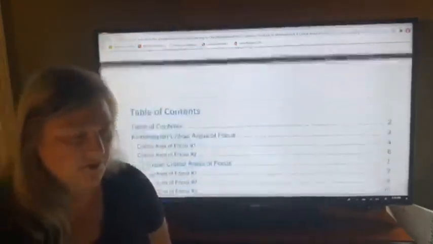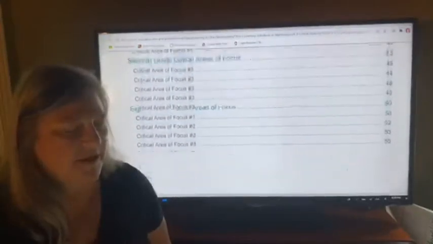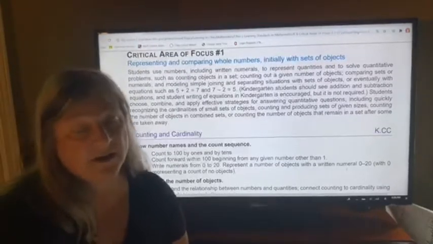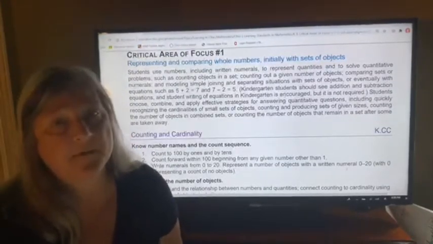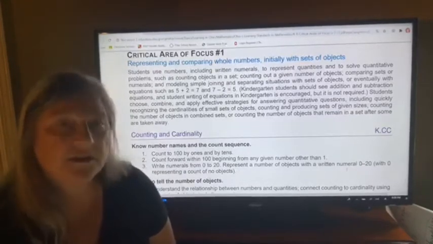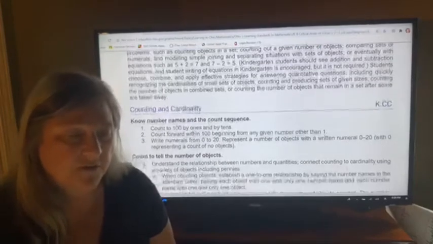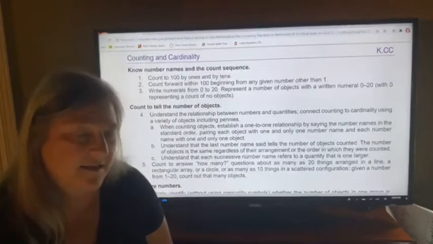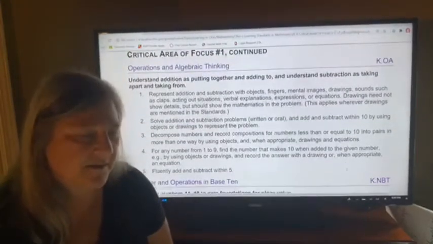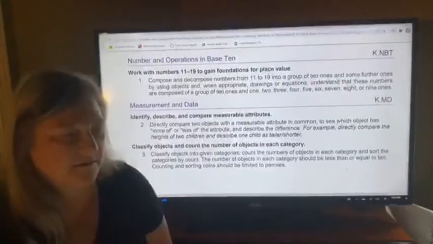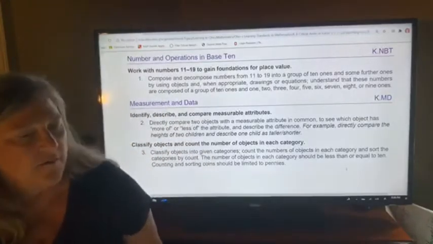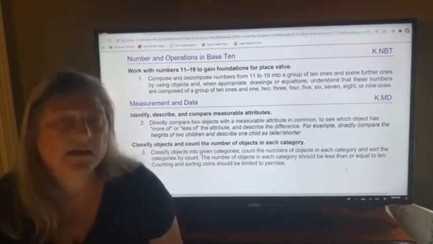So I'm going to scoot down to kindergarten, and this is video 3 on the first critical area in kindergarten. The first critical area of focus in kindergarten is representing and comparing whole numbers, initially through sets of objects. I have 2 videos already, one on counting and cardinality, and the second one on operations and algebraic thinking. So today, the rest of this session is going to focus on number and operations in base 10, and then on measurement and data.